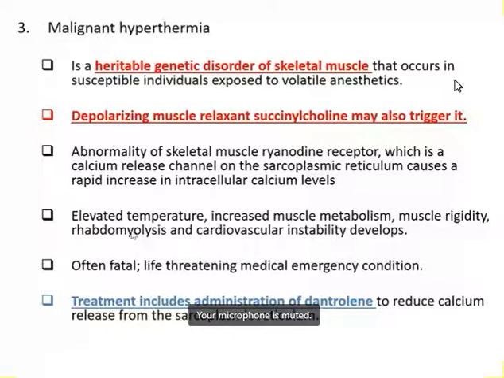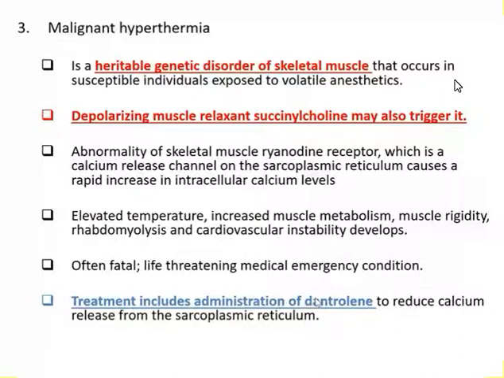So we always have to be prepared for these adverse effects when we use drugs like halothane along with succinylcholine, or sevoflurane. But the good thing is that with this life-threatening emergency situation, we also know the drug which can reverse the situation, and you have to remember its name. The name of the drug is dantrolene. It reduces the calcium release from the sarcoplasmic reticulum, which is the main culprit behind malignant hyperthermia.